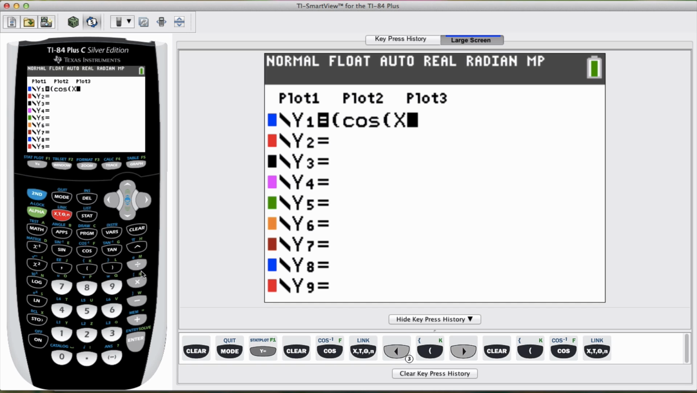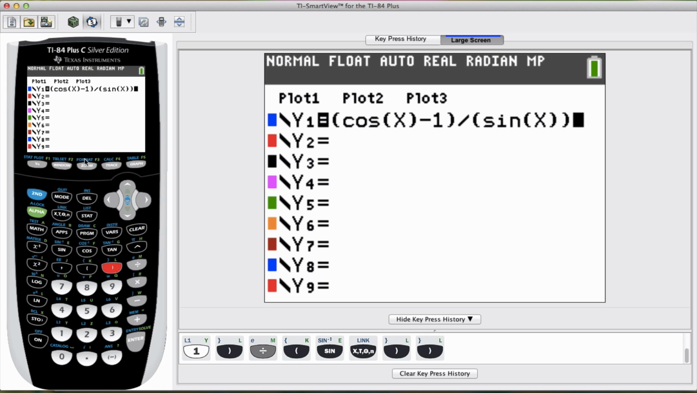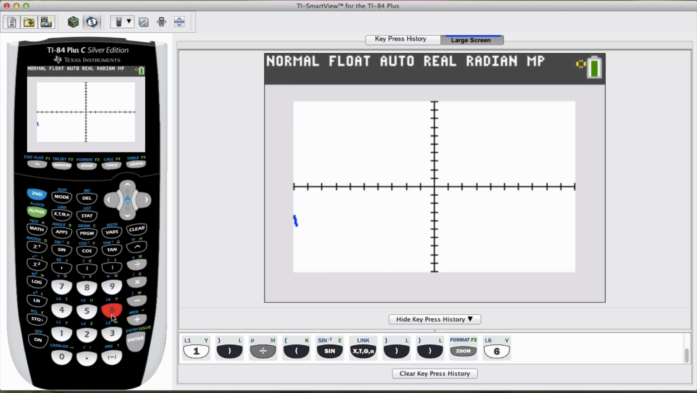So cosine of x minus 1 divided by sine of x. So I'm going to start by graphing this. So I'm just going to do zoom 6 just because I want to see what this graph looks like. And it definitely looks kind of interesting.